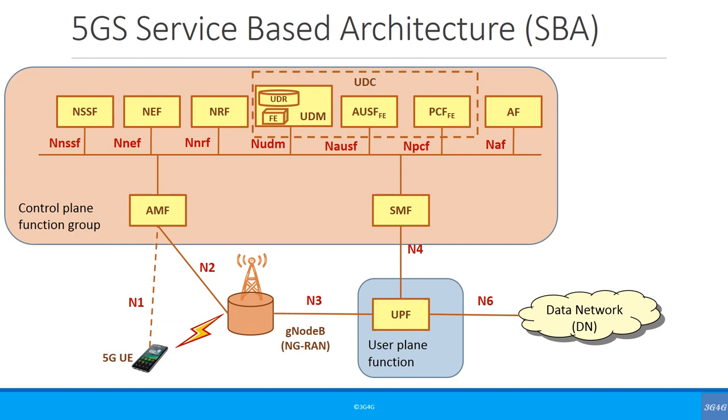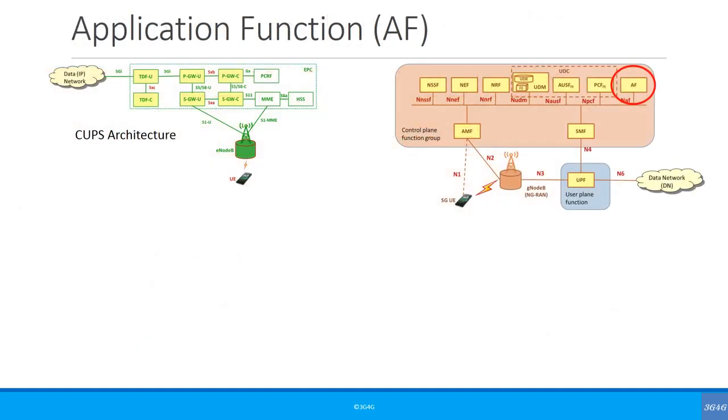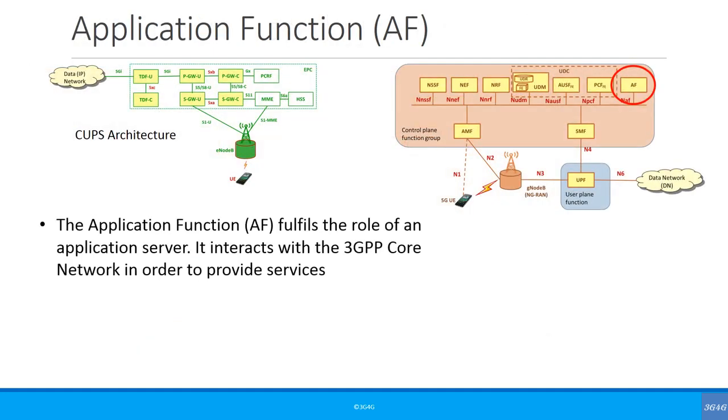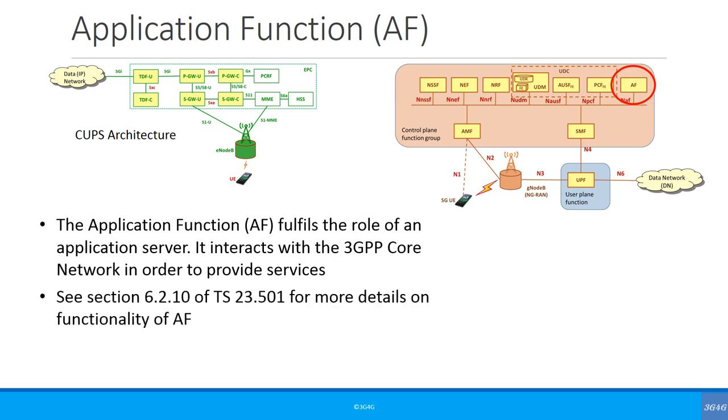Then we finally have the application function, AF. The application function AF fulfills the role of an application server. It interacts with the 3GPP core network in order to provide services. An application function could be something like the IMS network, which would allow us to do voice over 5G, for example, in future. So 6.2.10 of 23.501 has more details on the functionality of AF.